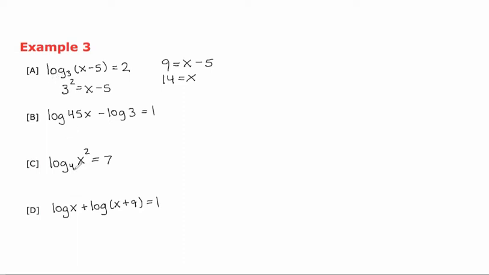Now, every single time you solve a logarithmic equation, you need to check your answer. You need to check your answer every single time you solve a logarithmic equation. And we're going to see why that's the case in part D more than anything else. So I'm going to take 14, I'm going to plug it back in. So this is log base 3 of 14 minus 5 equals 2. That's log base 3 of 9 equals 2. And if I translate that into an exponential equation, 3 squared equals 9. It checks perfectly.